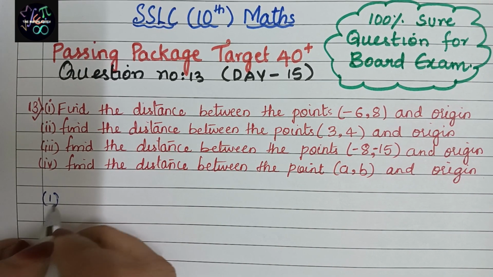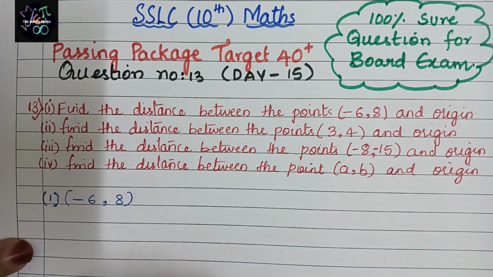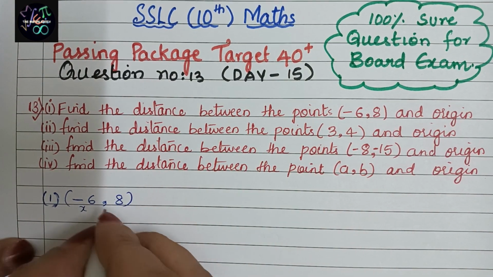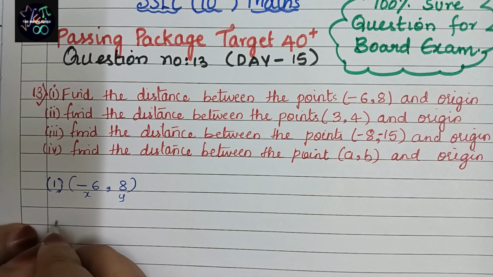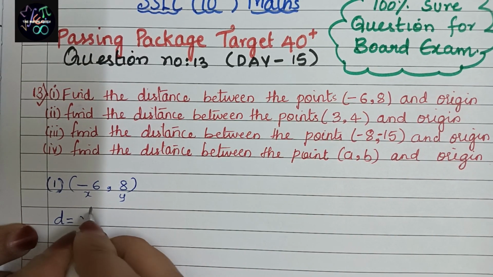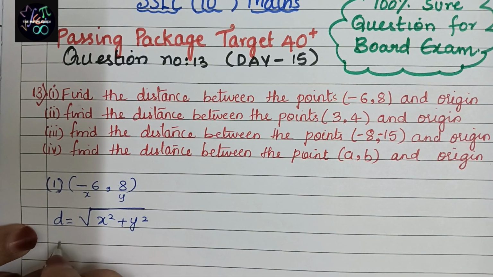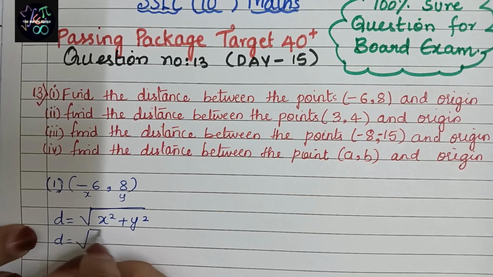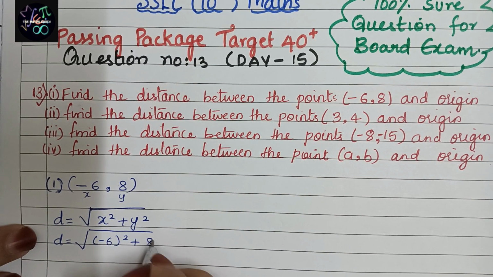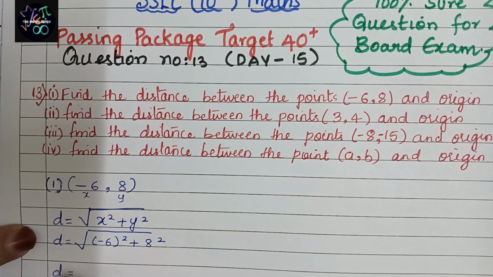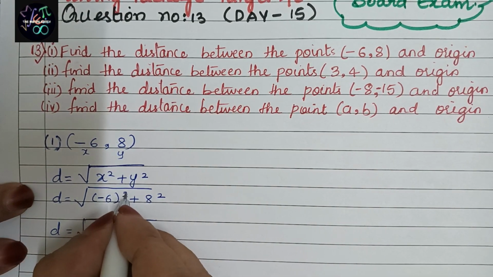The point given is minus 6 comma 8. Okay, so here let us write this as x and this as y. So we know the distance between point and origin formula. D is equal to root of x square plus y square. D is equal to root of x square, the x value is minus 6 square plus the y value is 8 square.